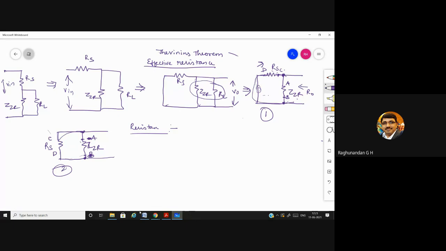Are they parallel or series? So both are the same and both are in parallel. Now this one we are going to simplify this way. ZZR parallel to RS. So this is our total effective resistance.